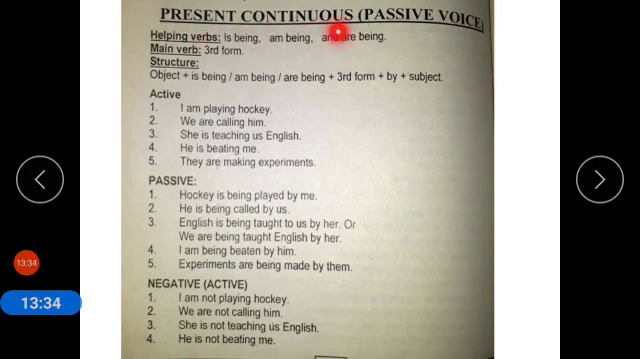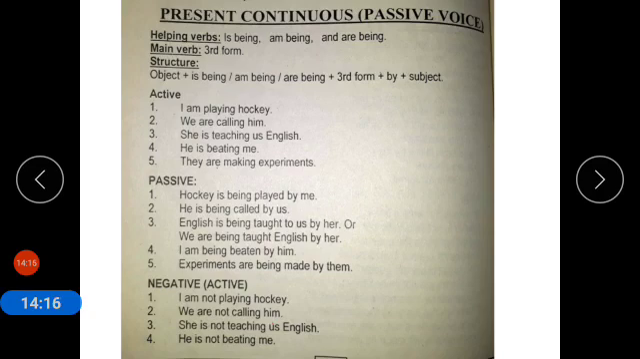Now coming to present continuous passive voice. Helping verbs are is being, am being and are being. We will use the third form. The structure is object, then helping verb is being, am being, are being according to the subject, third form plus by and then subject. Active voice is I am playing hockey. We will convert it into passive voice. I is the subject, hockey is the object, playing is the verb and am is the helping verb.